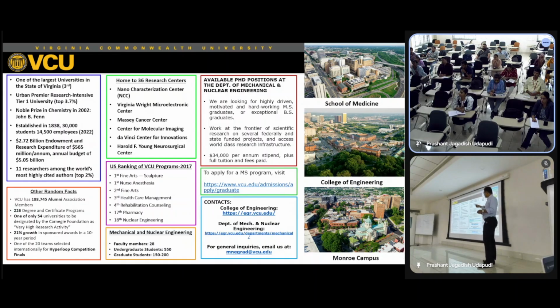Here are some of the salient features of VCU. It has great programs, great infrastructure, great facilities, large expertise. We boast of having a Nobel laureate and lots of highly accomplished researchers. We have 36 research centers. So please consider VCU as an option if you want to do master's or PhD abroad.